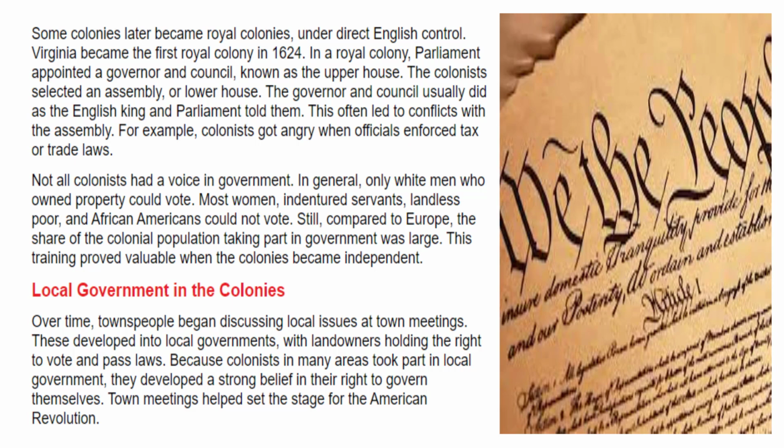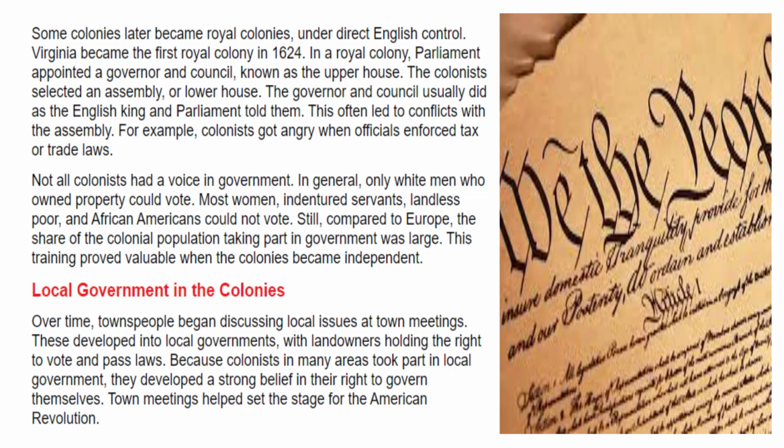For example, colonists got angry when officials enforced taxes or trade laws. Not all colonists had a voice in government. In general, only white men who owned property could vote. Most women, indentured servants, landless poor, and African Americans could not vote. Still, compared to Europe, the share of the colonial population taking part in government was large. This training proved valuable when the colonies became independent.